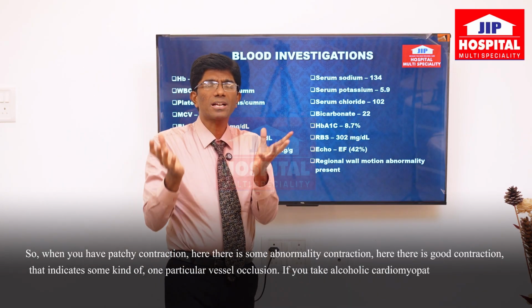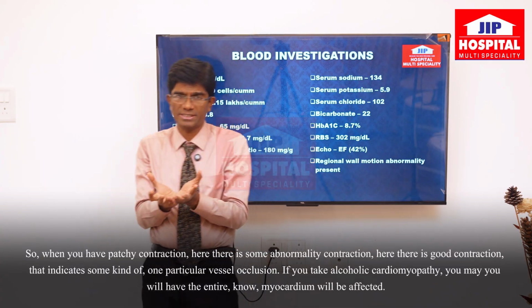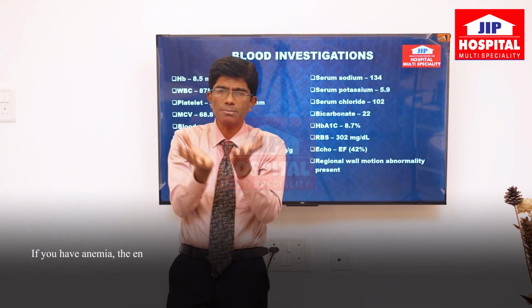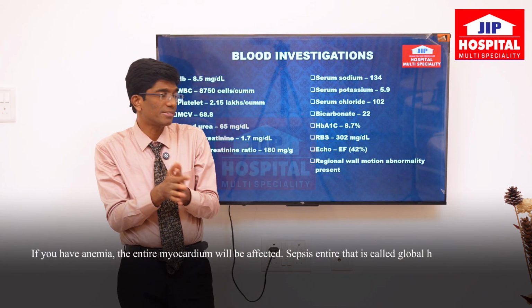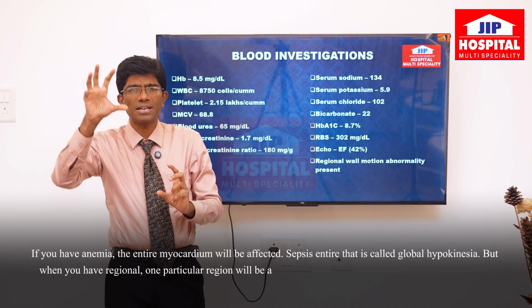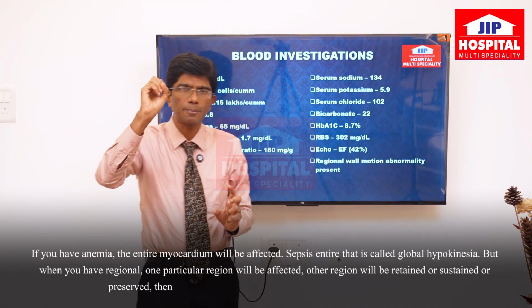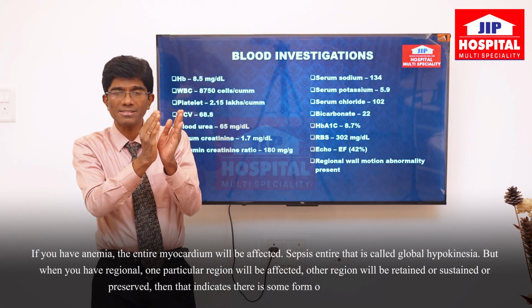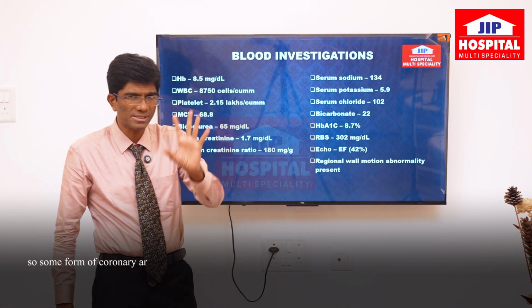If you take alcoholic cardiomyopathy, the entire myocardium will be affected. If you have anemia, the entire myocardium will be affected. Sepsis, entire myocardium; that is called global hypokinesia. But when one particular region is affected, and another region is retained or preserved, that indicates there is some form of coronary artery disease. So some form of coronary artery occlusion is there.